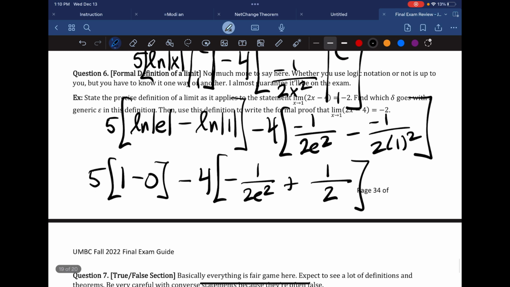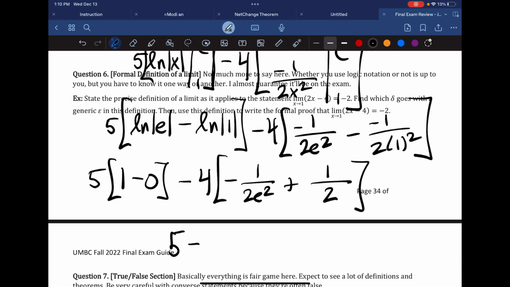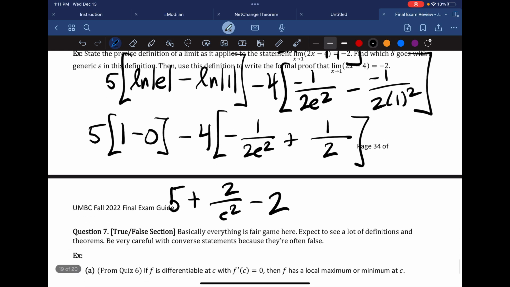And then we could simplify that as 5 minus, let's distribute that 4. So let's go 5 plus 4 over 2e squared. We could take that 2 out, this becomes a 2 up here. So plus 2 over e squared plus 1/2 times 4. Okay, that's going to be a minus because it's a minus 4. So that's going to be negative 2. So then our final answer would be 3 plus 2 over e squared.